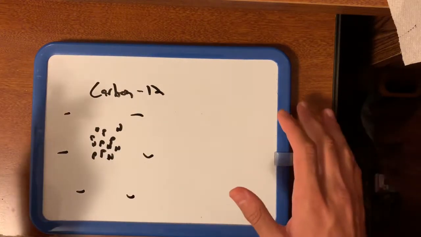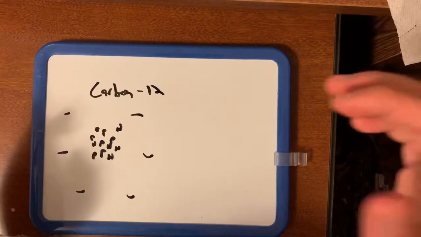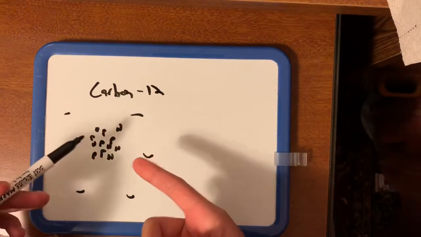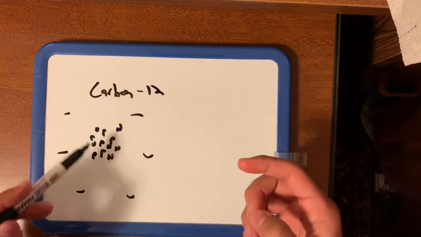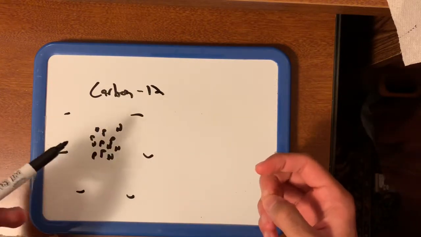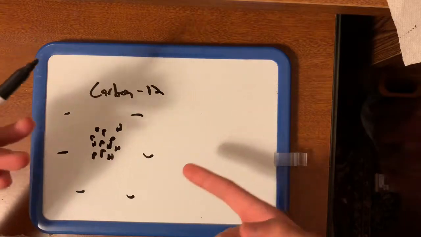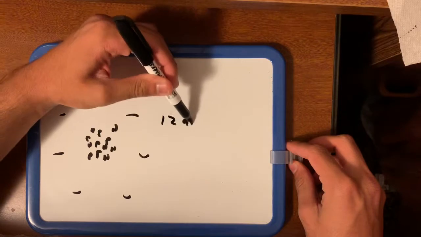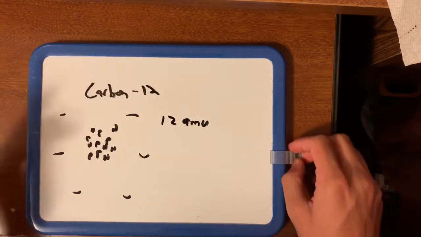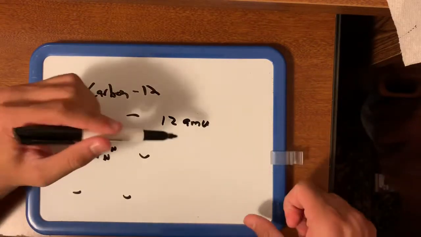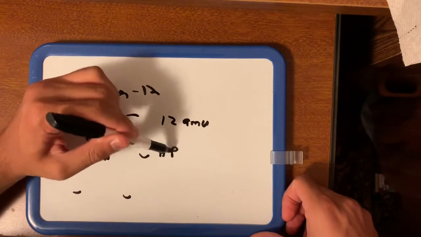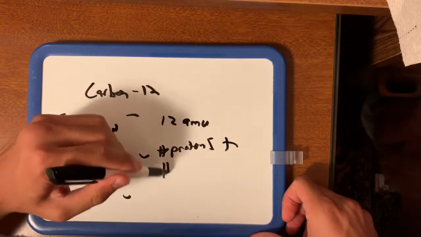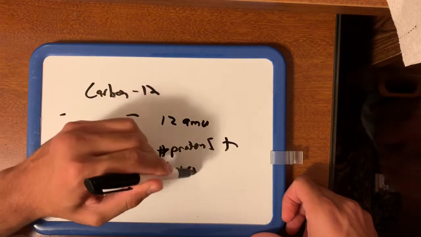Okay, let's say this is an equally balanced carbon atom, where the charges are equal. So 6 protons, 6 neutrons, and then 6 electrons. Okay, the atomic mass for this carbon atom would be 12 AMUs. And the way we got this was we added the number of protons plus the number of neutrons.